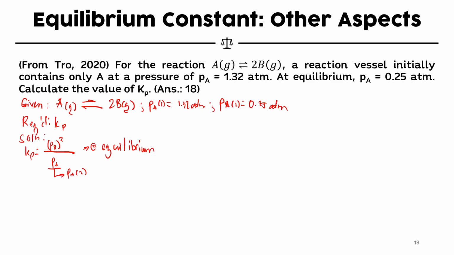So let's establish first our ideal gas equation for the gas A, both initially and at equilibrium. So PA1 V equals n A initially times RT. Same goes with at equilibrium.